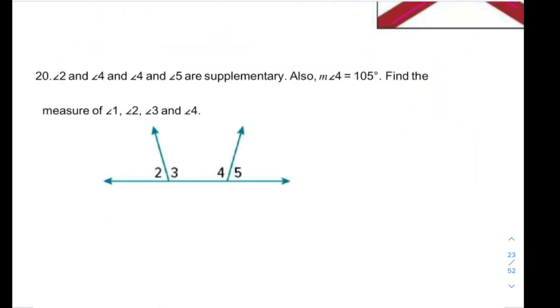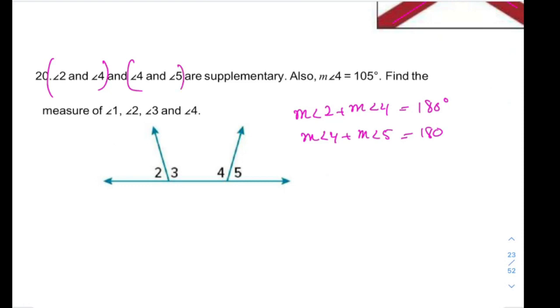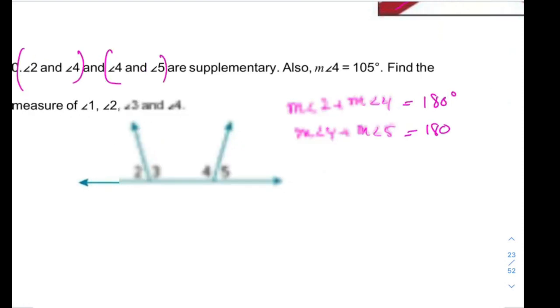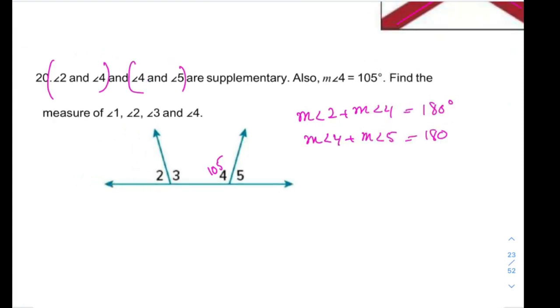Measure of angle 2 plus measure of angle 4 are supplementary, so 180 degrees. Also, measure of angle 4 plus measure of angle 5 is 180 because they are both supplementary. Now, angle 4 is 105. So what is measure of angle 5? Easy. Measure of angle 5 is 180 minus 105, which is 75 degrees.